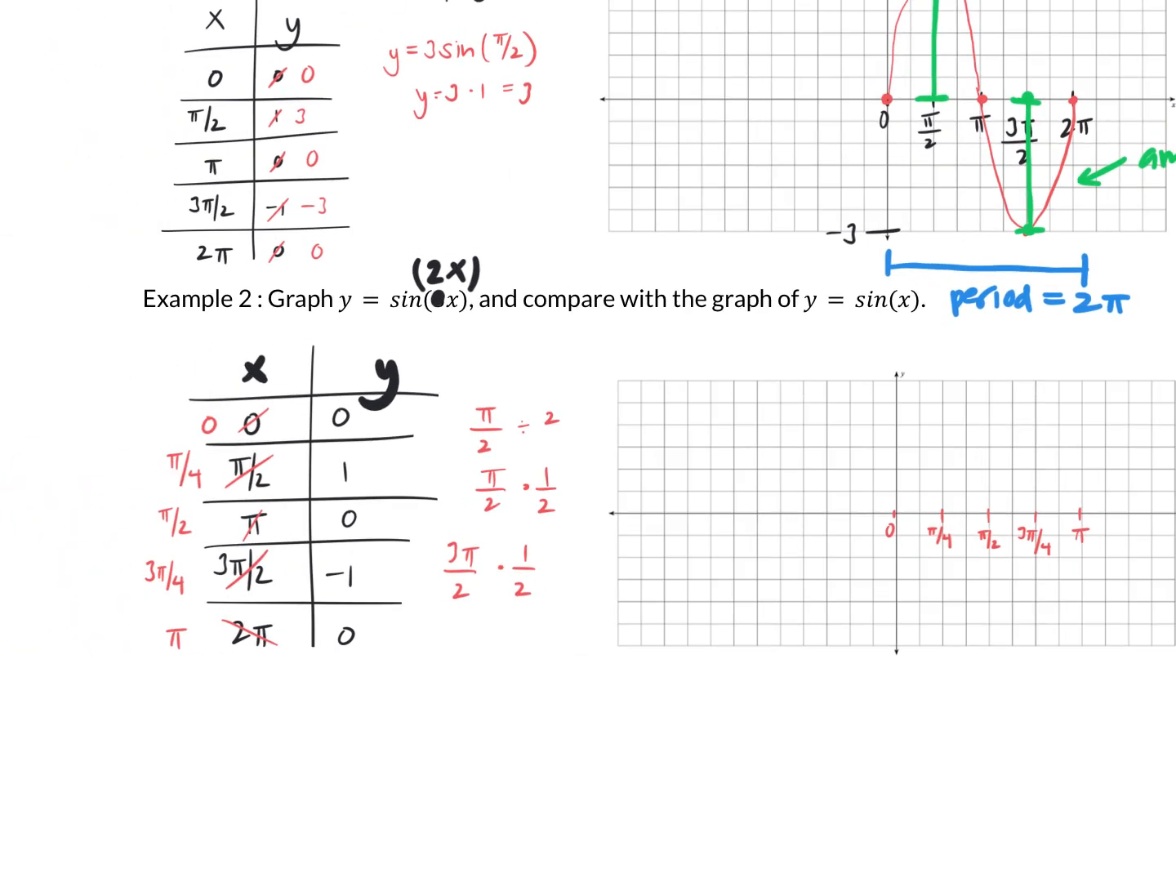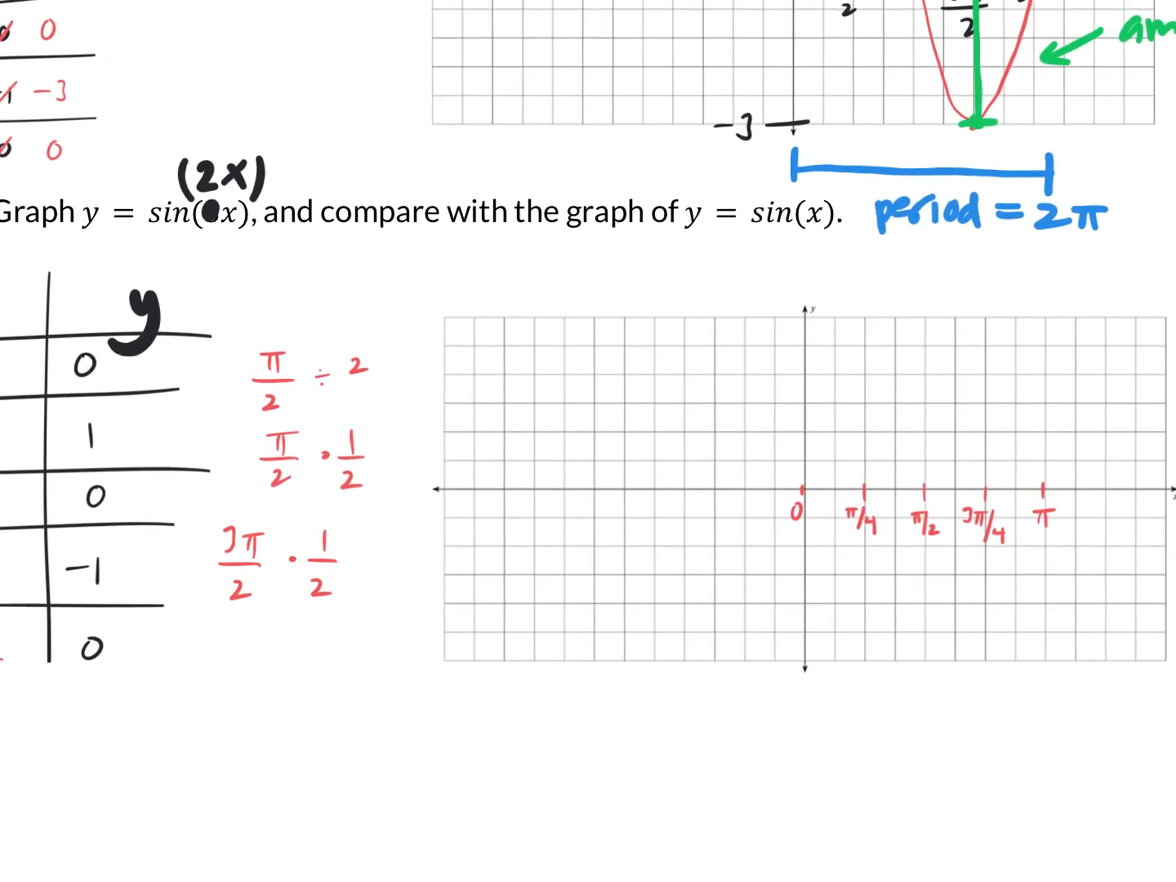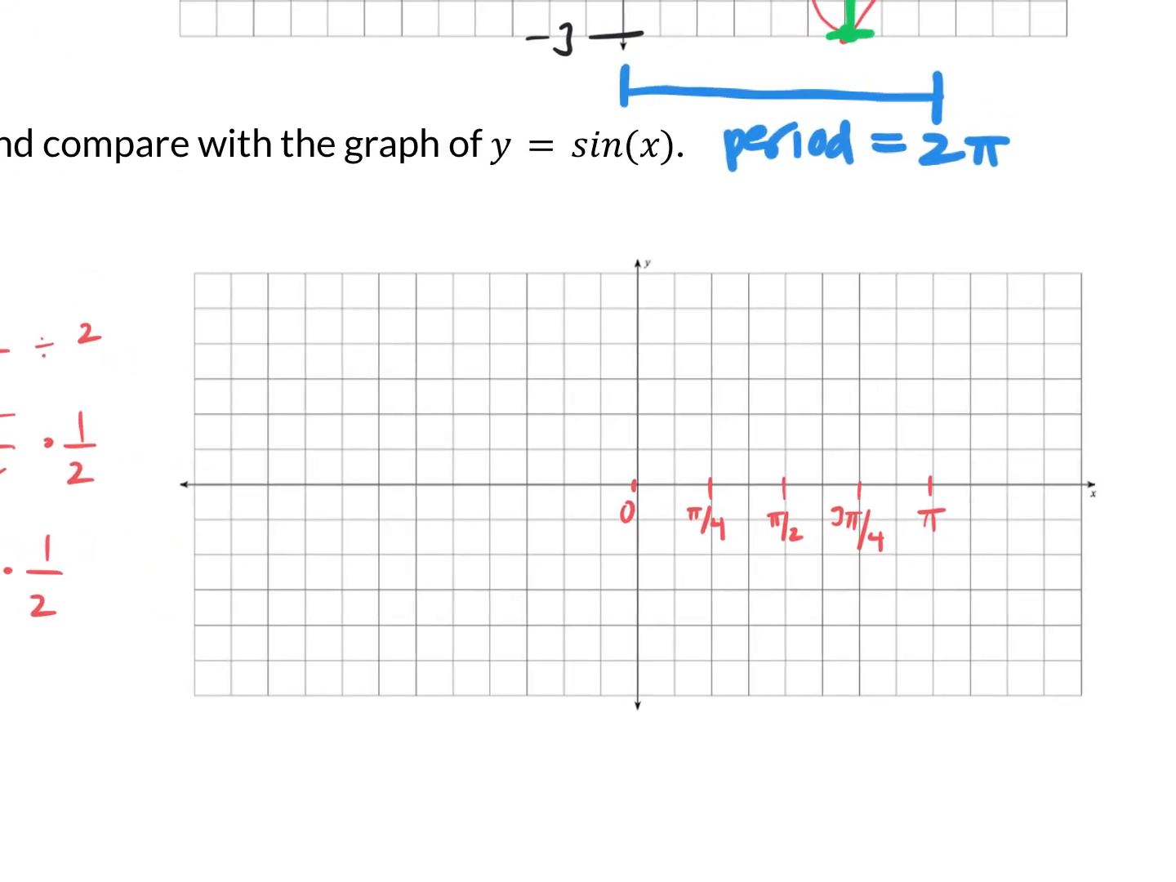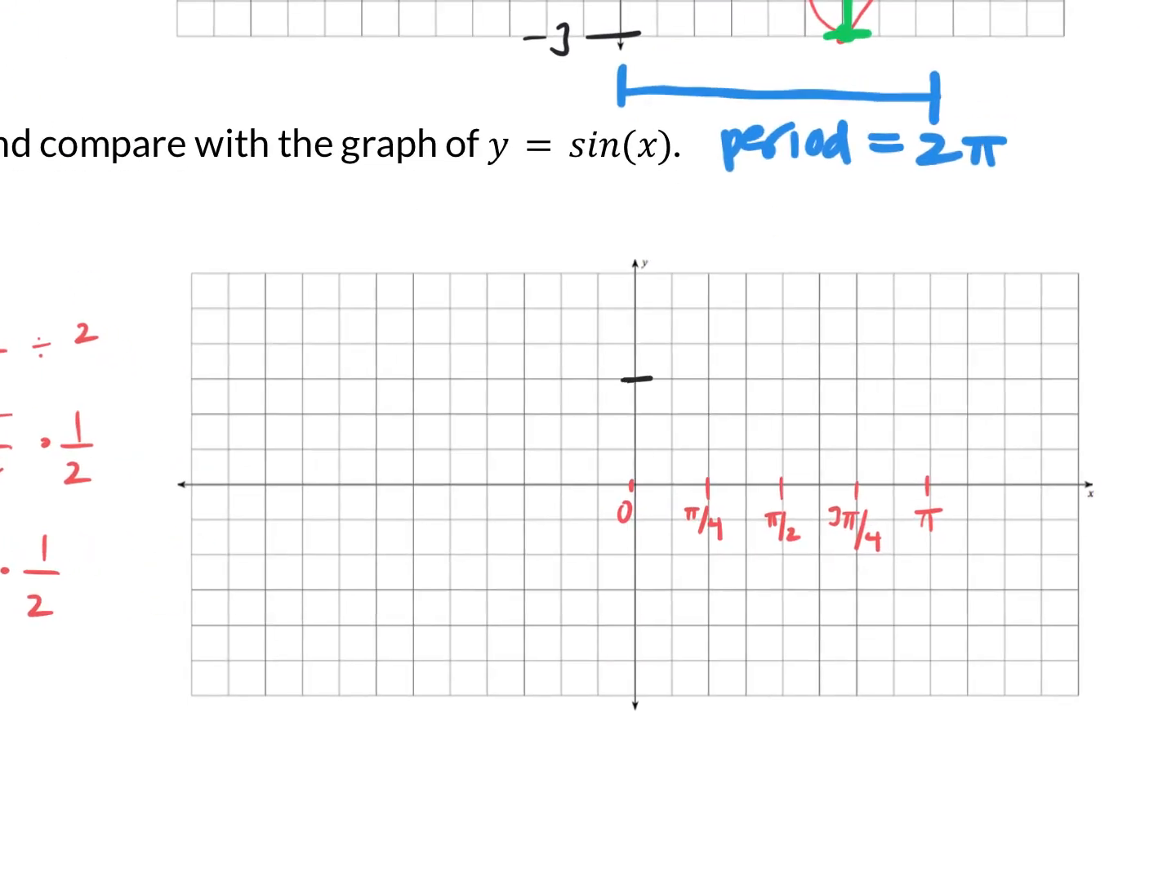Questions on how I got those coordinate points? And then my y values are exactly going to stay the same. Okay, so I'm going to plot the 0, 1, 0, -1, and 0. So I'm going to go ahead and label my 1. We'll do 1 at 3 up and 3 down. And then I can go ahead and draw my points.